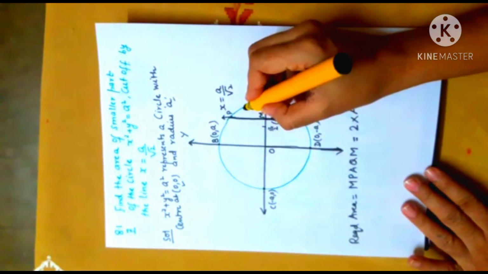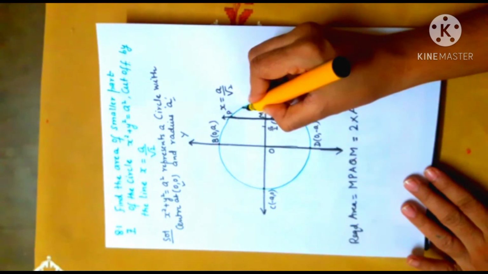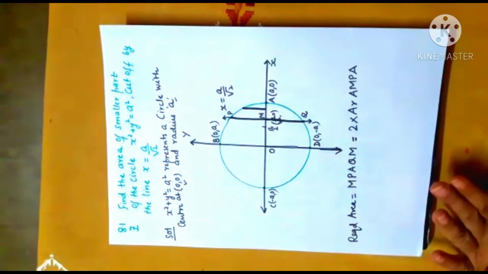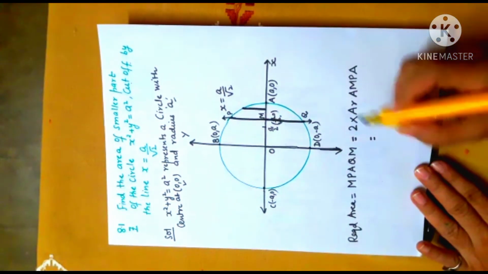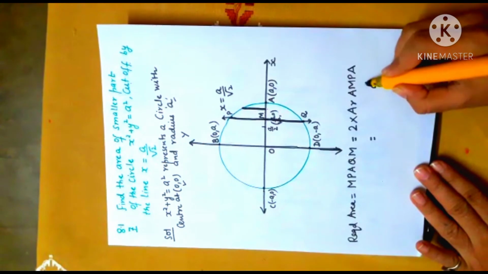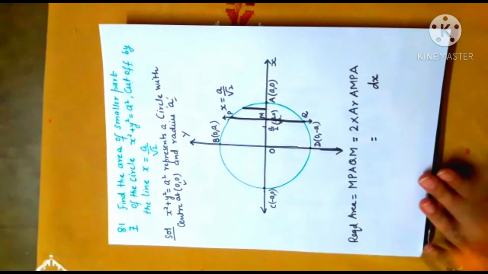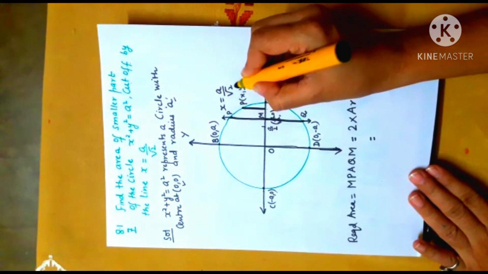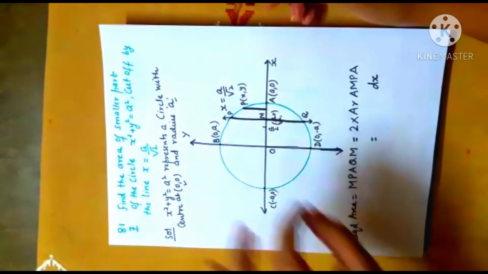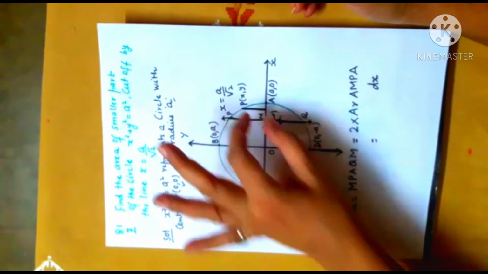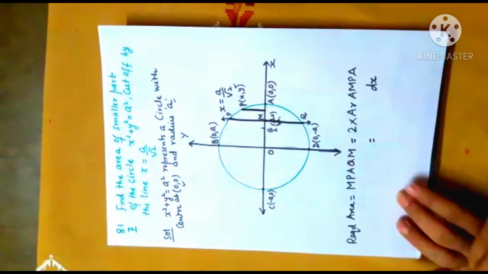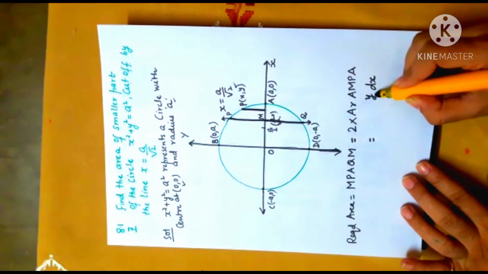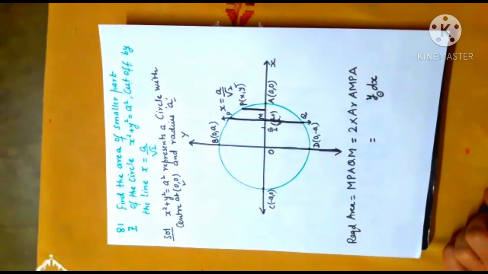So for that, I'll consider a vertical strip in this region, right? This is the vertical strip. Width of the strip will be dx, right? Let this point P, x comma y, lie on the circle. So length of the strip will be equal to the y coordinate of the point. So length of the strip will be y, and here y will be of the circle.